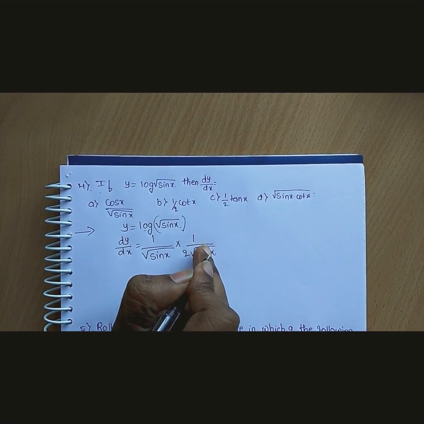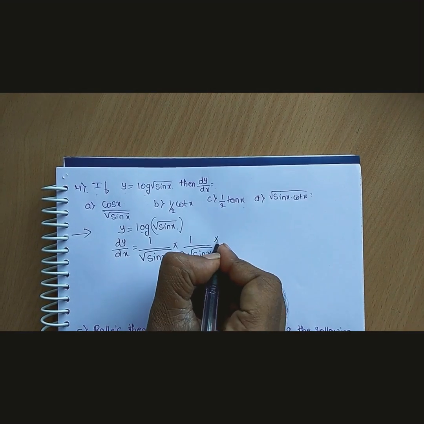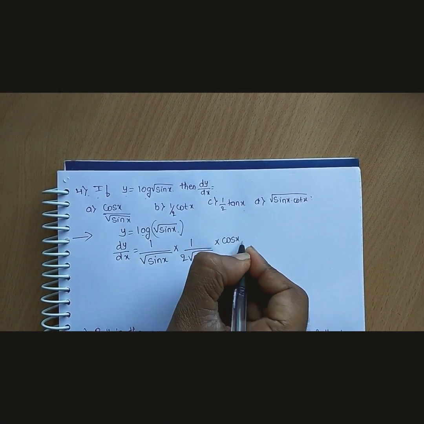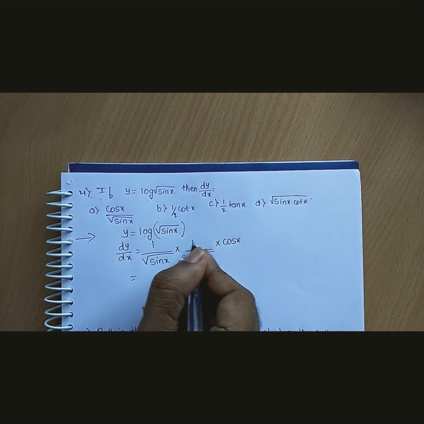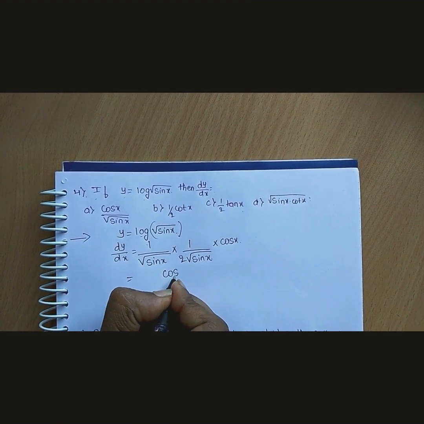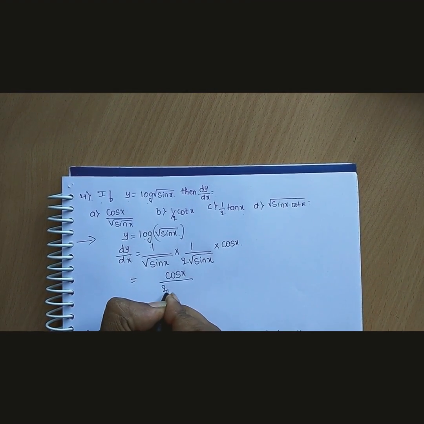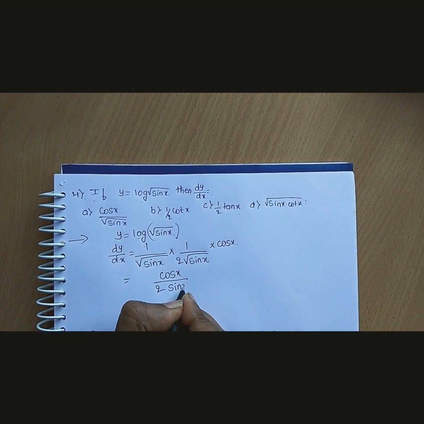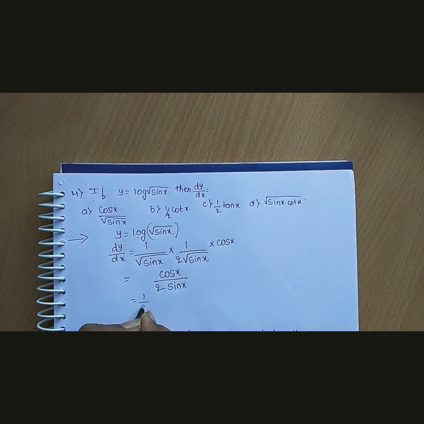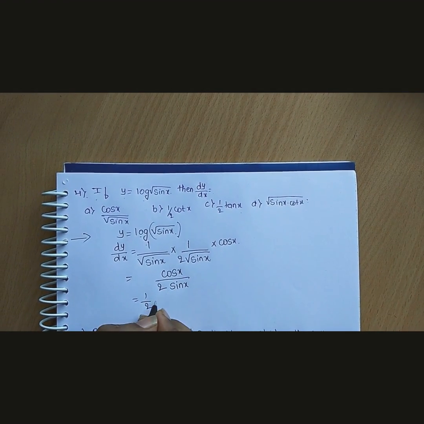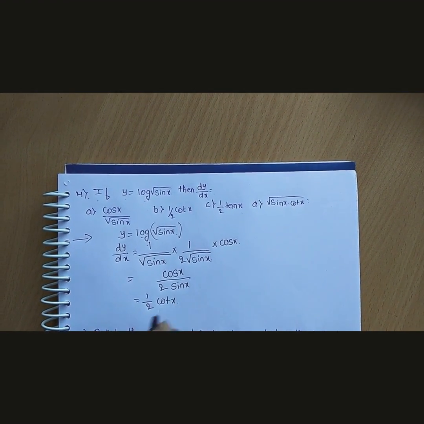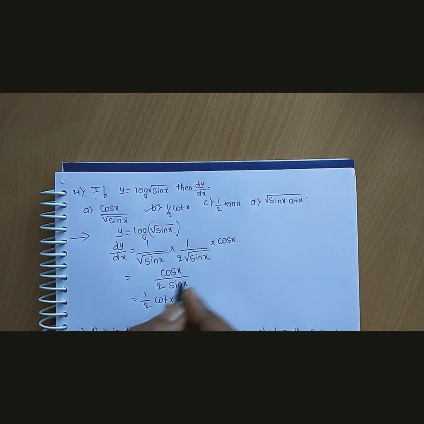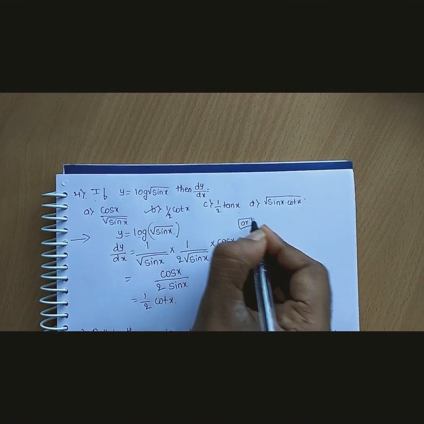Again it is a composite function. Differentiation of sin x is nothing but cos x. If you simplify this one, 1 into 1 into cos x is cos x divided by 2, as root of sin x into root of sin x is sin x. So it is equal to 1 by 2 into cos by sin, which is cot x. This is one method we can solve, or we can go by another method.